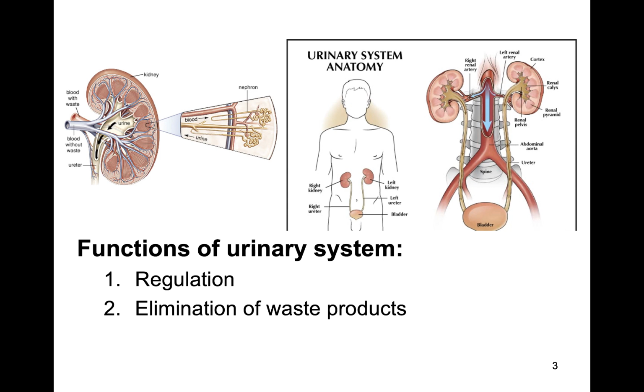So the functions of the urinary system. So one is regulation. It's going to regulate the blood volume and blood pressure by adjusting the volume of water lost in urine. And also another one is elimination of waste products. So it's going to excrete excess water. If you're drinking a lot of water, you're going to urinate more.